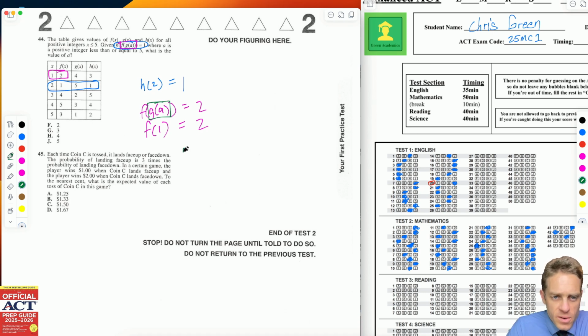So now g of a equals 1. So what do you put into g to get 1 as the output? Well, that's this, right? Or should I say it's this and this? That's g of 5 equals 1. And a is 5.